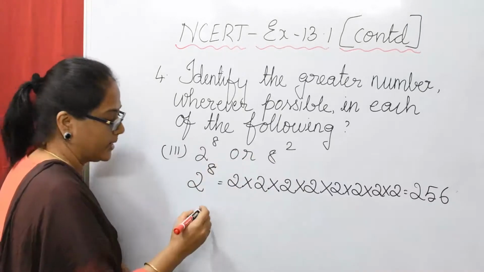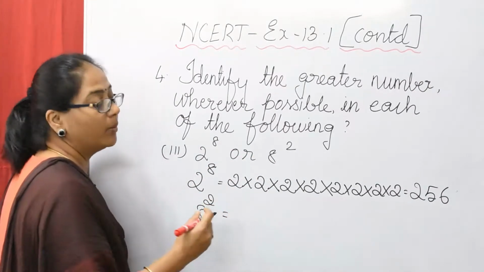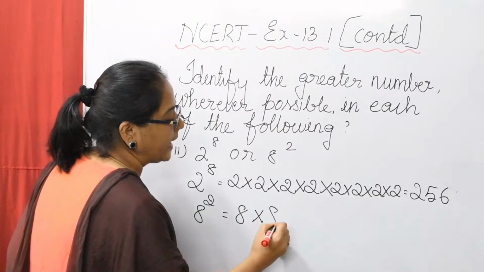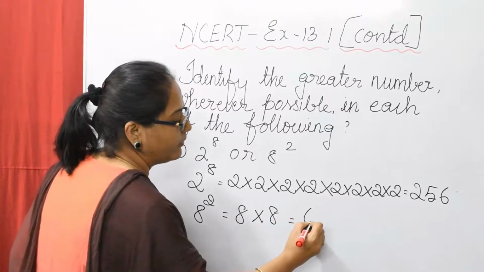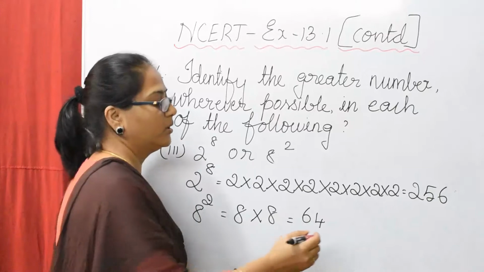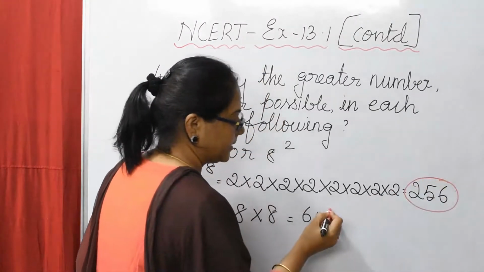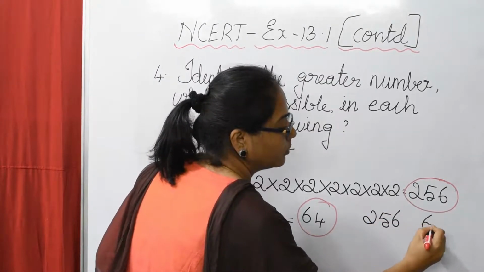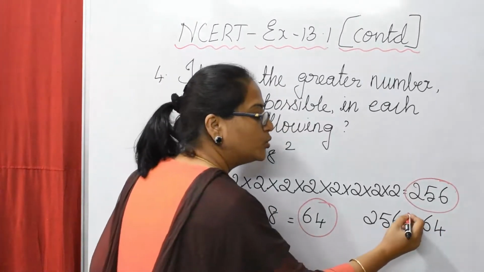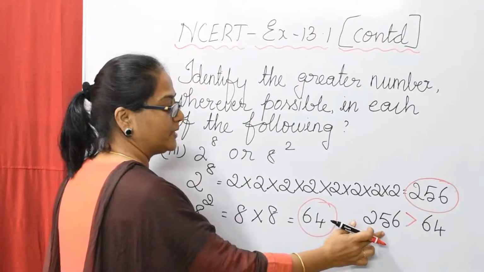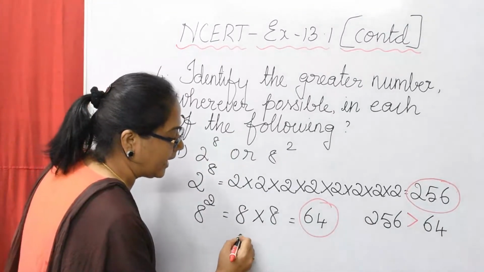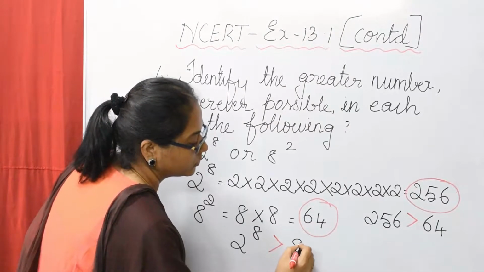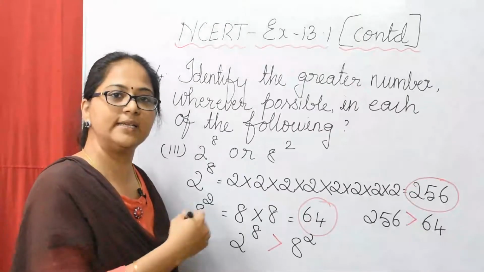And now the next number is 8 power 2. It means 8 is going to be repeated 2 times. So 8 into 8, which is equal to 64. 8 8s are 64. So now let us compare 256 and 64. Which is greater? 256 is greater, and 256 is 2 power 8. So 2 power 8 is greater than 8 power 2, that is 8 square.